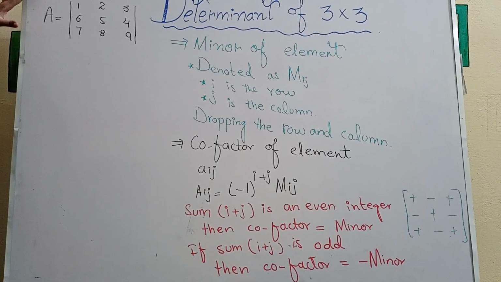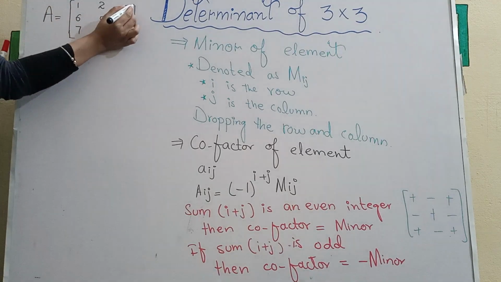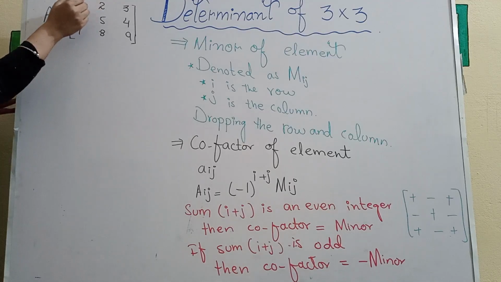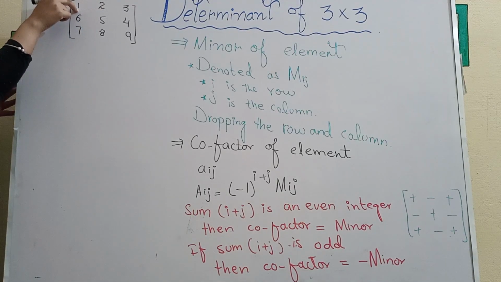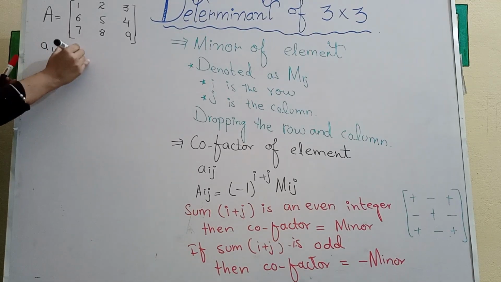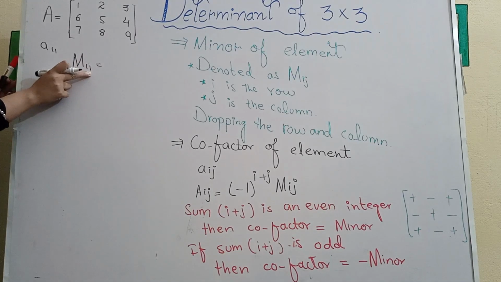So friends, for example, I have taken a 3 cross 3 matrix and we are going to find the minor of some random elements. Let's suppose we take the first element. Here the first element is represented as e11. So for the minor we have to write M11. Here 1 is the row and 1 is the column.